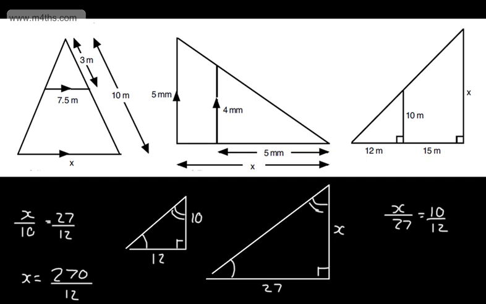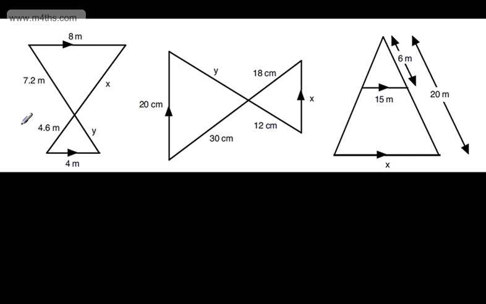Hopefully you can see lots of different approaches to doing this. I think we'll just do a couple more questions and just have a go from it. Okay, so if we look at this one right here, we've got now two parallel sides. So using alternate angles, we've got this one now is going to be the same as this one.